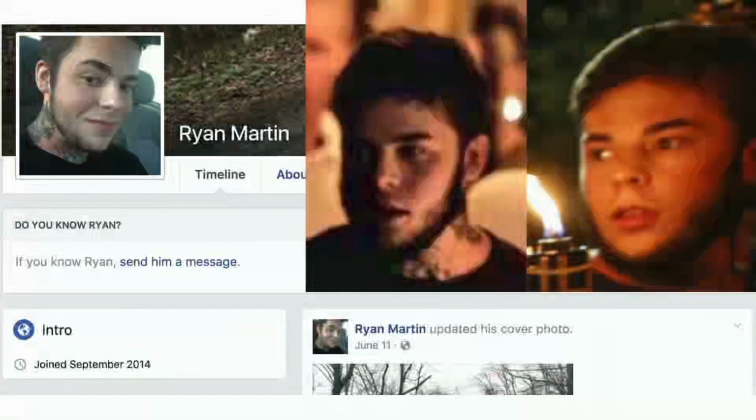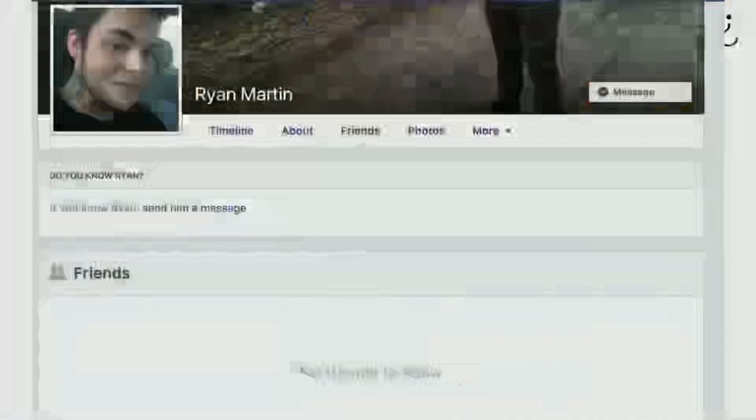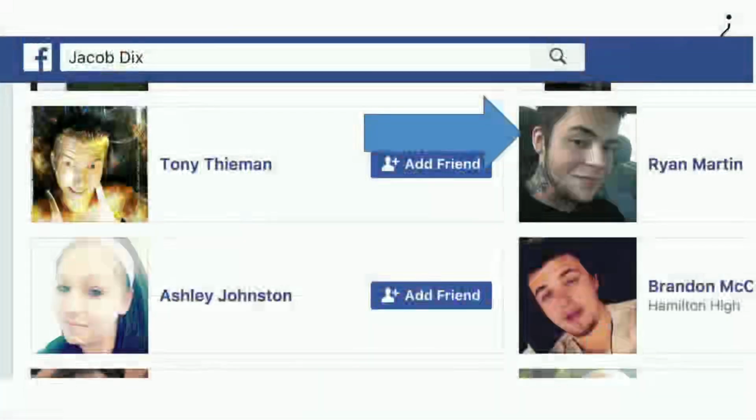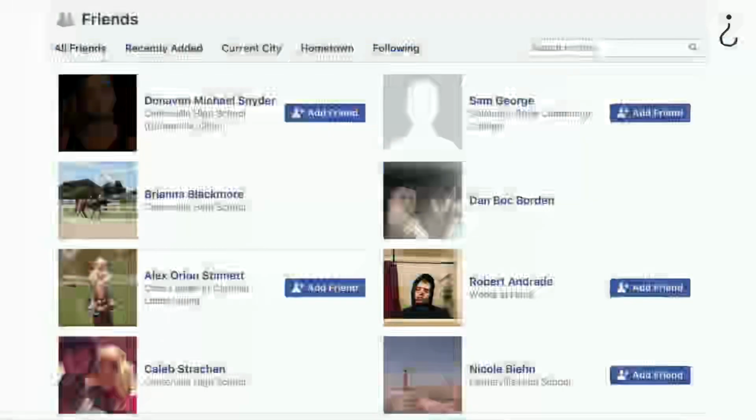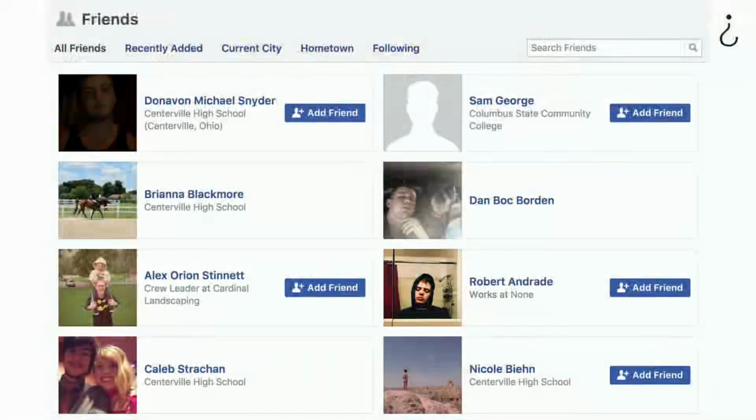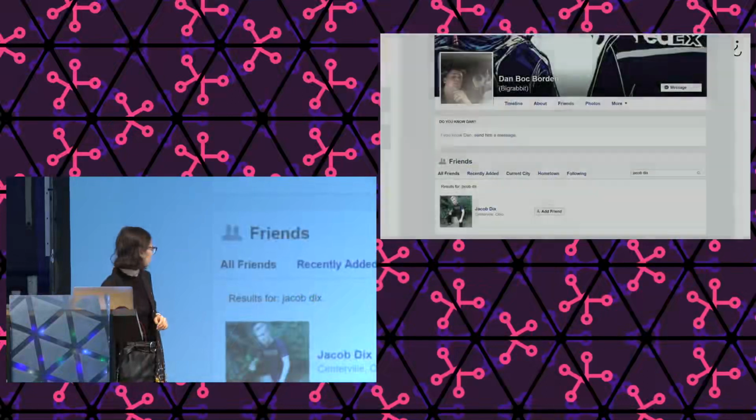We can see Ryan Martin. Do you think these are the same people? Why is that? Yes, tattoos, okay? So here we're 100% sure that this is the same guy. We look at their friends list, and we can see that Jacob Dix, the blonde guy, is friends with Ryan Martin. And then we go through his friends list because we expect the first person to be his friend. And we find this Dan Borden. Here's the guy. We can see that he's friends with Jacob Dix and Ryan Martin.